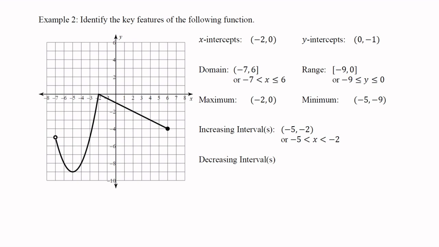Same goes for -2. We are decreasing in 2 spots, from -7 to -5, and then from -2 to 6. So we're going to write that as 2 intervals, and we're going to join those 2 intervals by using the union symbol, which is just a U. You can also write it as 2 sets of inequalities: -7 is less than x, which is also less than -5, and -2 is less than x, which is also less than 6.